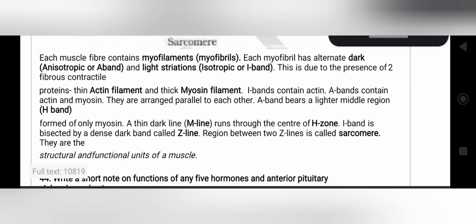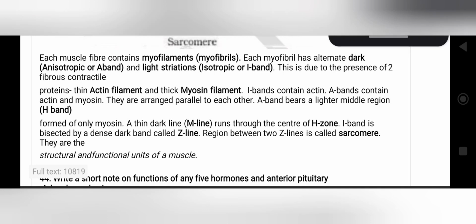Each muscle fiber contains myofilaments or myofibrils. Each myofibril has alternate dark, anisotropic or A band and light striations, isotropic or I band. This is due to the presence of two fibrous contractile proteins, thin actin filament and thick myosin filament. I bands contain actin, A bands contain actin and myosin. They are arranged parallel to each other.